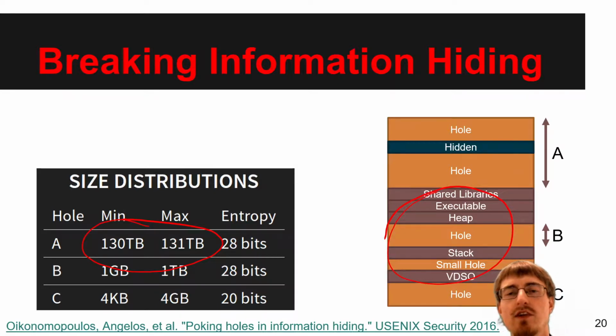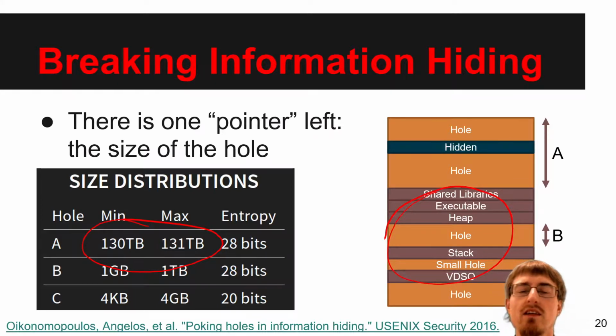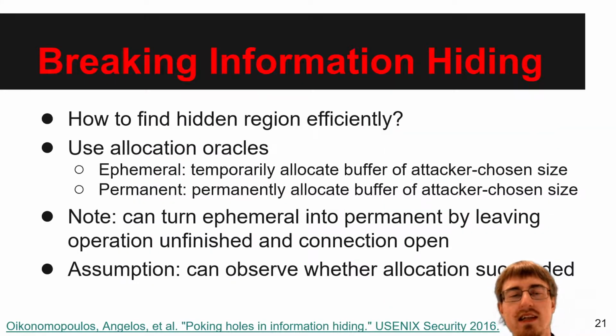Now, we want to find this hidden region as an attacker. The approach that we can use is to look at the size of the hole. If we can figure out how large the hole is, then we can still compute the location of the hidden region. So, is there a way to find the size of the hole? It turns out that yes, there is an efficient way to find the location of the hole. And this is using so-called allocation oracles, which were introduced in this paper, which was written again by the VUSEC group. Now, there are two kinds of allocation oracles that we can think of.